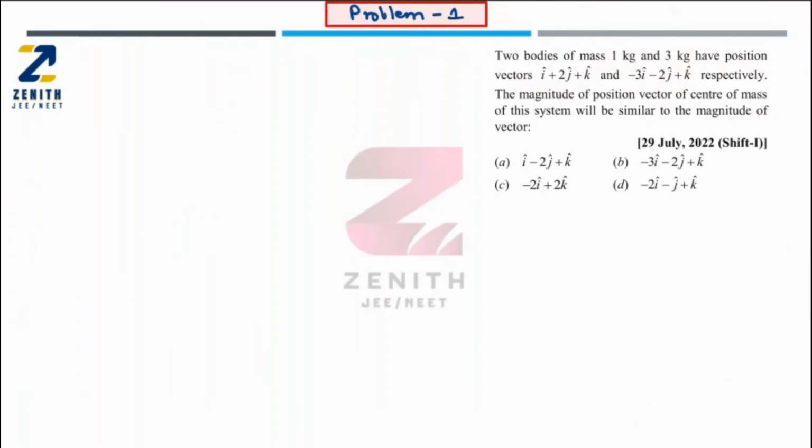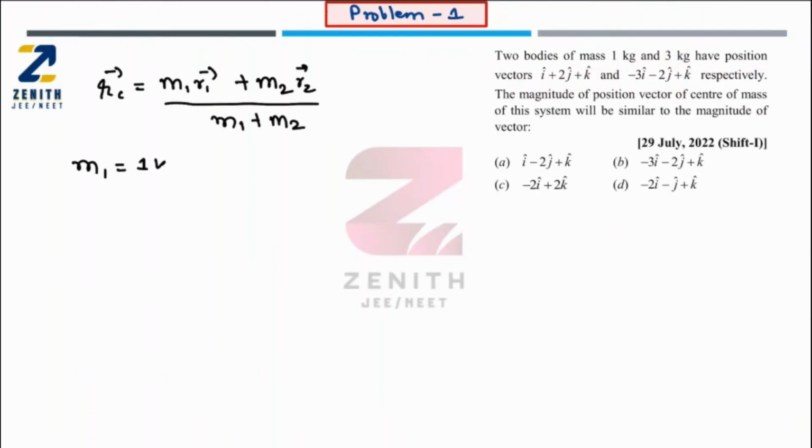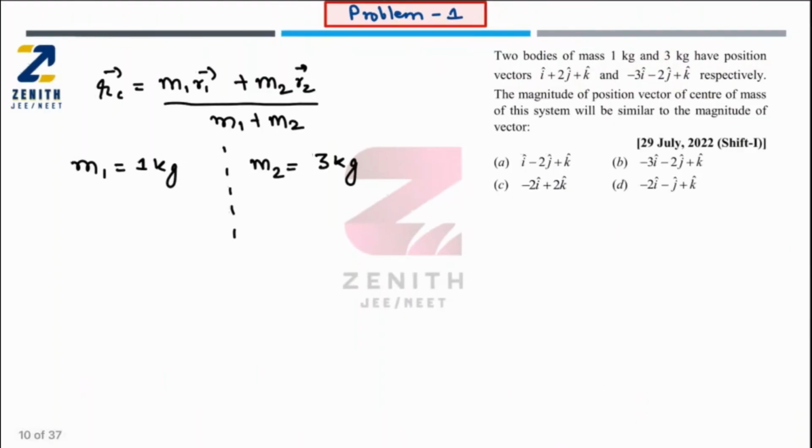So what you will do? To get the position vector of center of mass, you already know a beautiful relation, which is nothing but m1 r1 vector plus m2 r2 vector. Here only two masses, so I am considering only two, divided by m1 plus m2. Now what is m1? M1 is given as 1 kg and m2 is given as 3 kg.